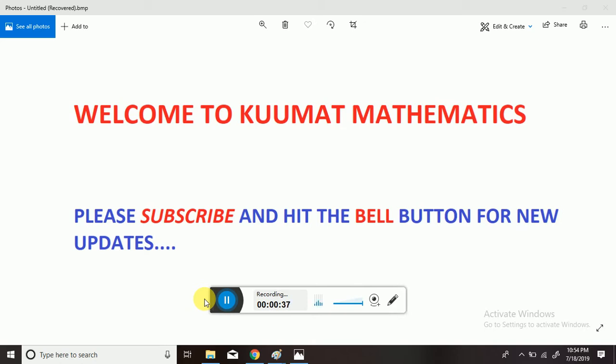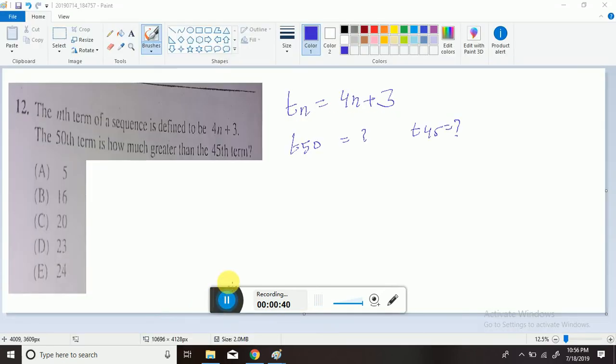Now let us enter into the problem. The nth term of a sequence is defined to be 4n plus 3. This is the nth term. Now the 50th term is how much greater than the 45th term?